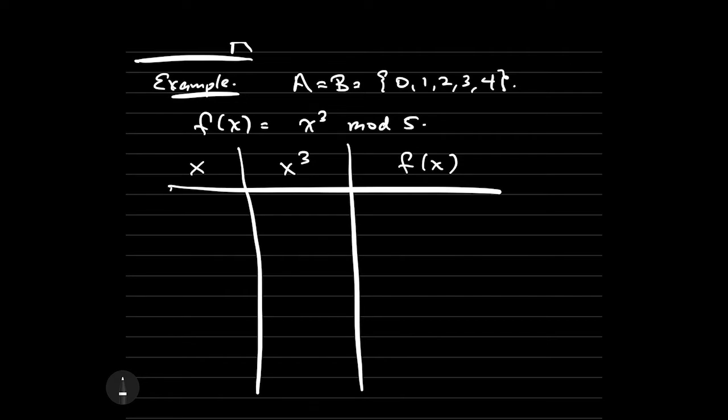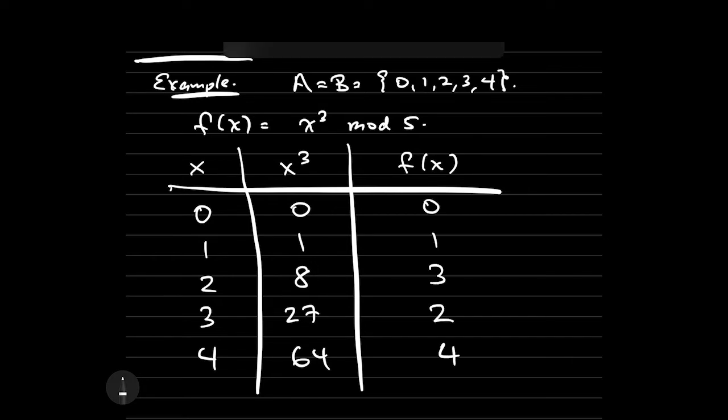f of 0 is 0, which is 0 mod 5. f of 1 is 1, which is 1 mod 5. f of 2 is 8 mod 5, which is 3 mod 5. f of 3 is 27 mod 5, which is 2 mod 5. And f of 4 is 64 mod 5, which is 4 mod 5. If we write these in a table, we see that the function just mixes up the numbers and each output appears exactly once.